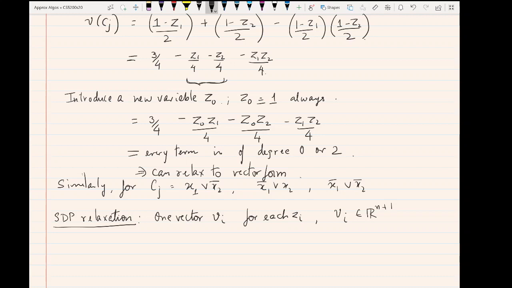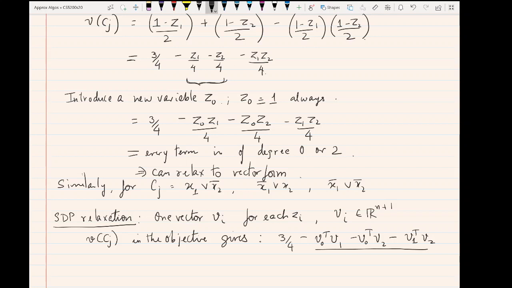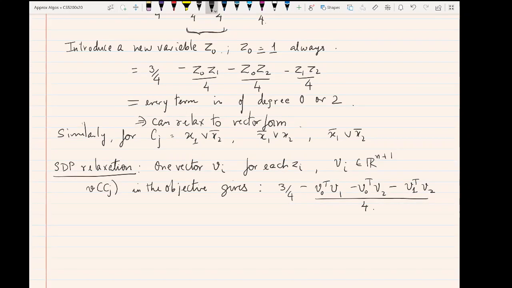And if you look at the clause that you have considered, the corresponding term in the objective gives a term of the form 3/4 minus inner product v0 transpose v1 minus v0 transpose v2 minus v1 transpose v2 in all by 4. Okay, so now you can similarly express other clauses. Let me call this particular vector form as v bar of cj.